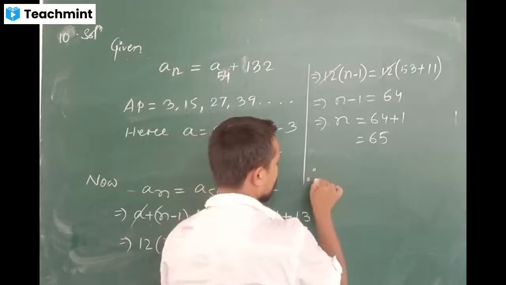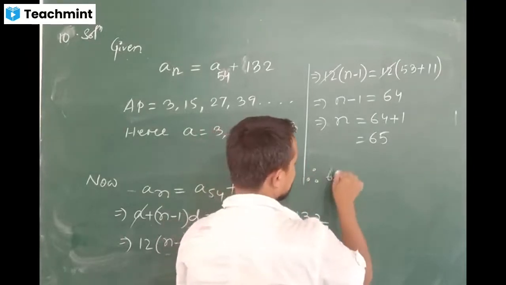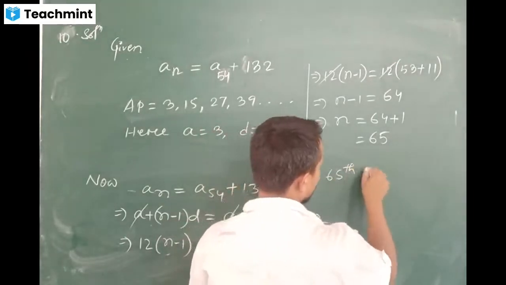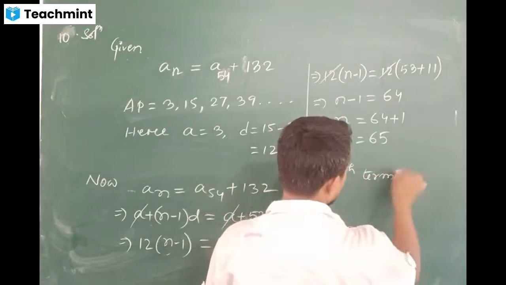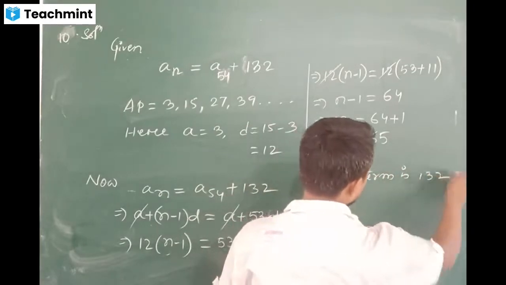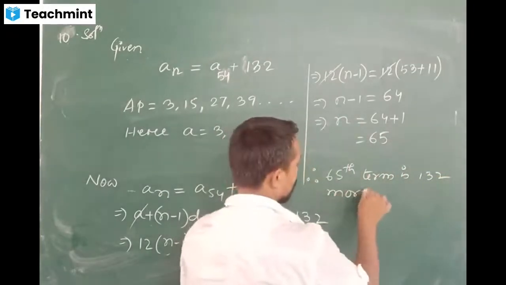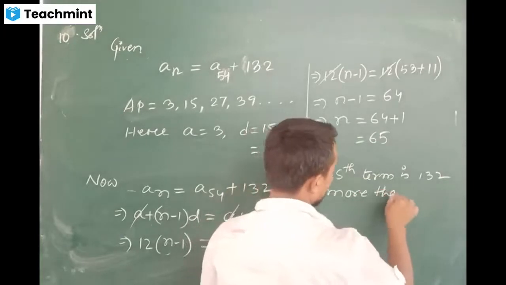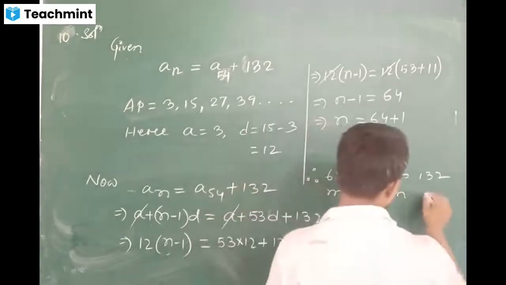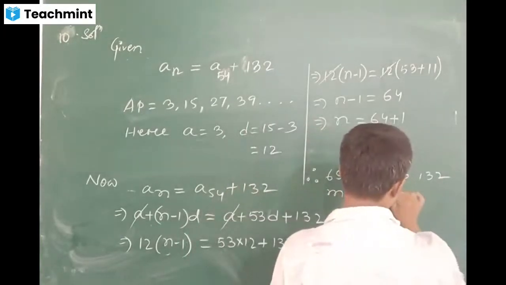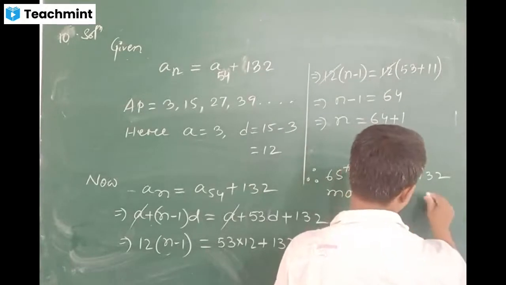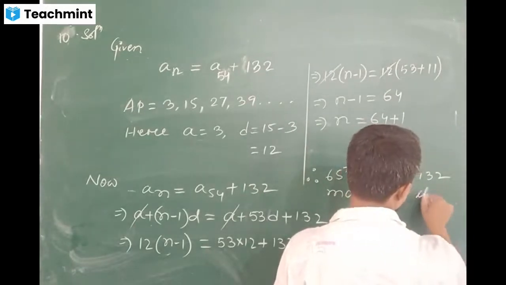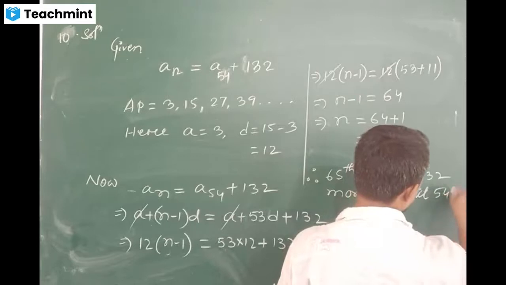Therefore, the 65th term is 132 more than its 54th term.